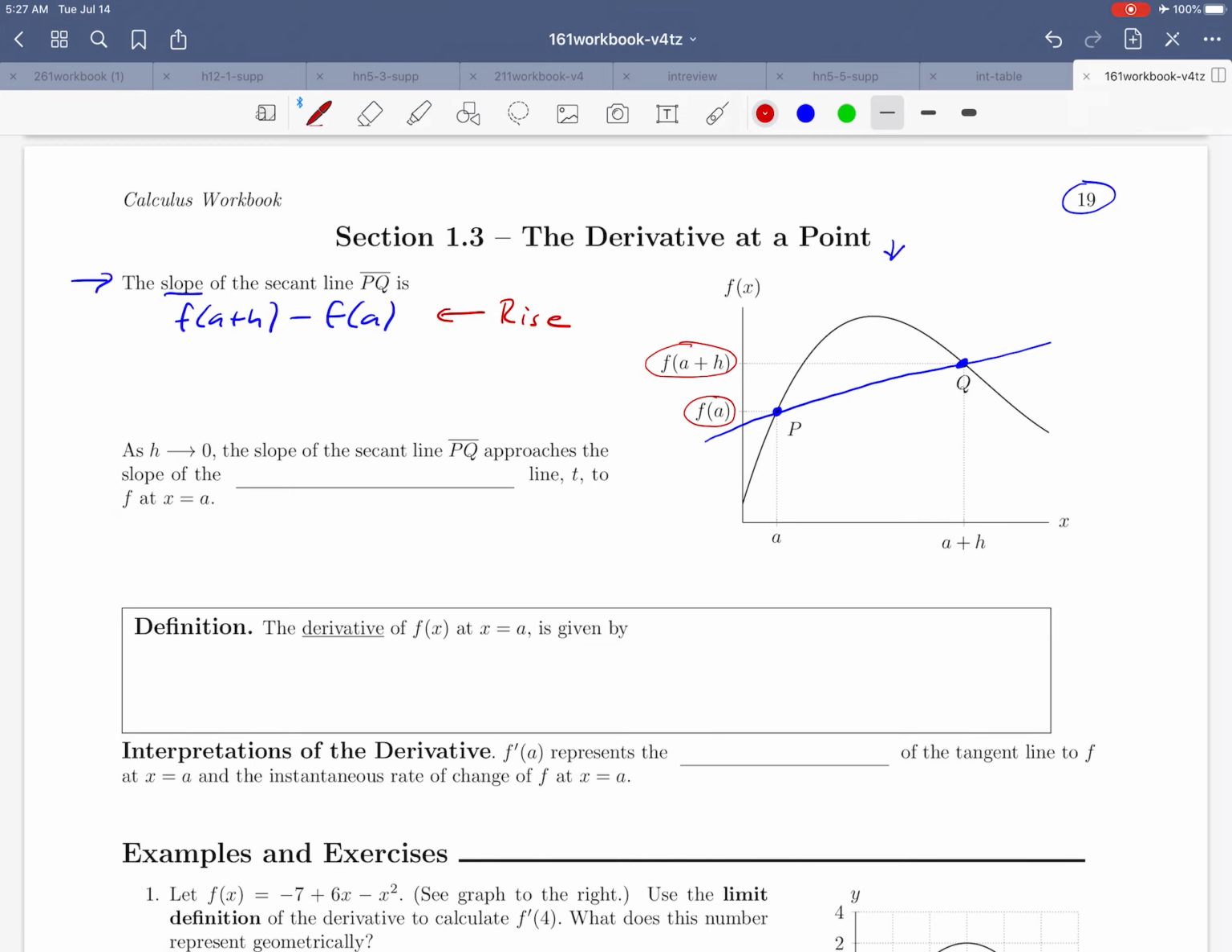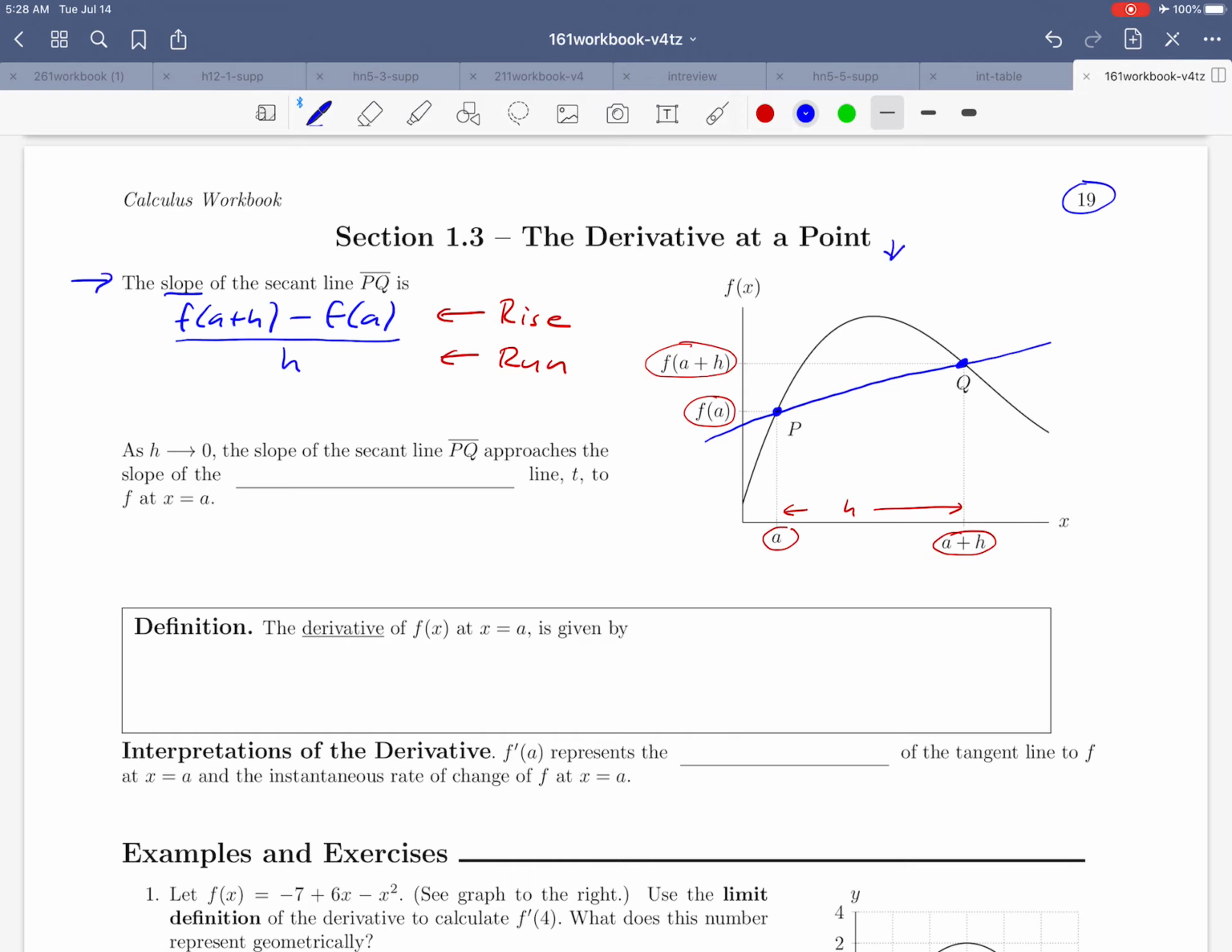Okay, and then the next question is, what would the run be? What's the horizontal distance between the points P and Q? Well, that's going to be the difference between a plus h and a. Notice that if you take a plus h and subtract a, you're going to get h, which in our picture is this horizontal distance right here. Okay, that is our run. So the slope then of that secant line is f of a plus h minus f of a over h. You might recognize that as the difference quotient that's come up a couple of times already in our course.